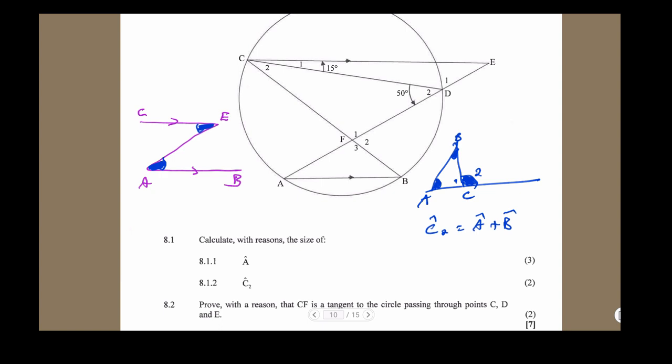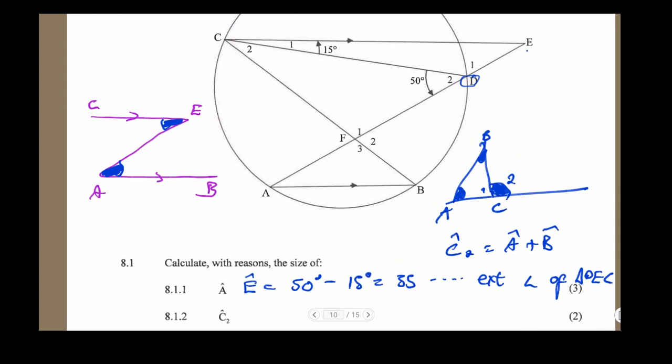We can say that E is given by 50 minus 15, which gives us 35. The reason we give is: exterior angle of a triangle. Which triangle are you talking about? Triangle DEC. This is what you are going to say.